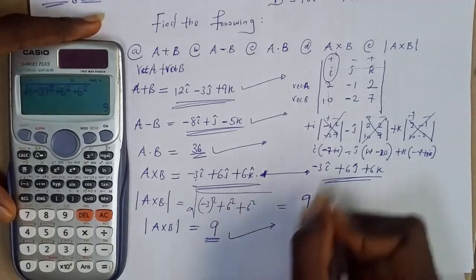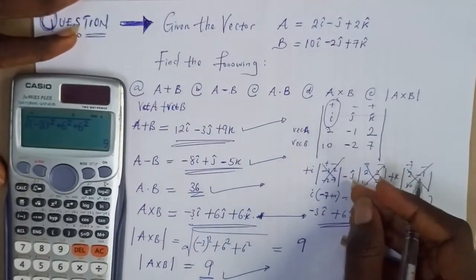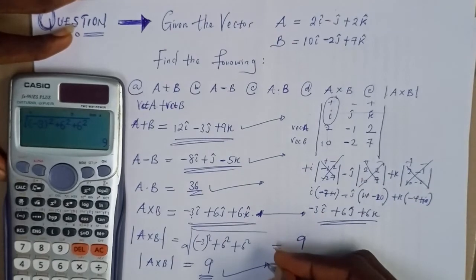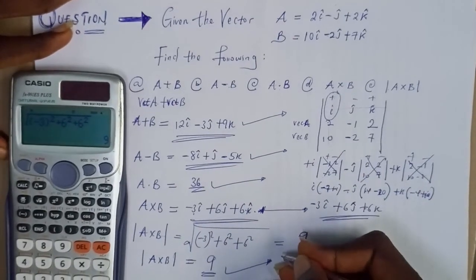So clearly it is seen that the magnitude of A cross B is equal to 9. So guys, I've tried my possible best to show you this, so you can make use of these shortcuts anytime you need it when it comes to computer-based tests.